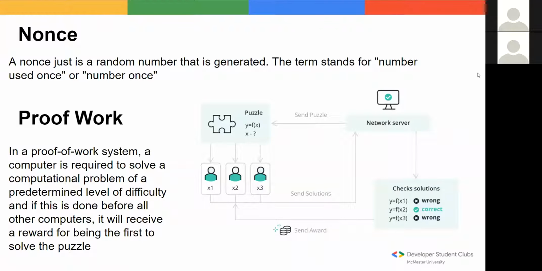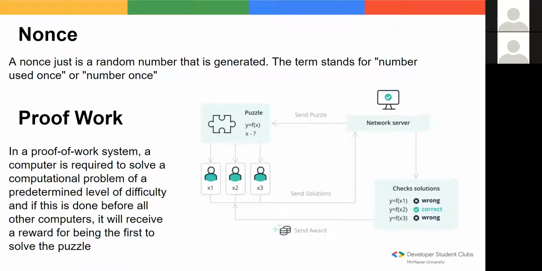So we have two more concepts, and hopefully after these two, we can go and build something together. So what is a nonce? A nonce is just a random number that is generated, and it stands for number used once. You can look at it as a random number that you only use once, and then when you use it, you don't use it anymore.